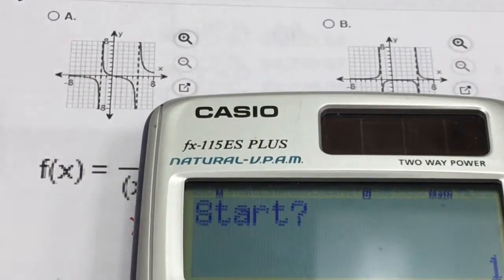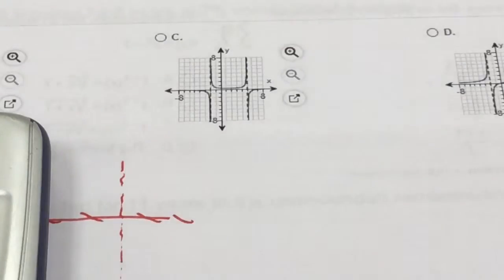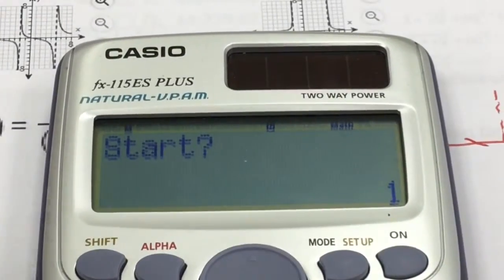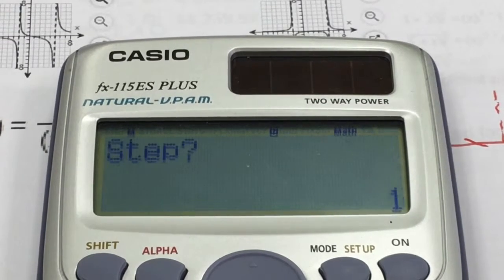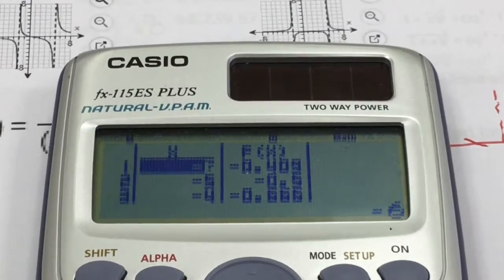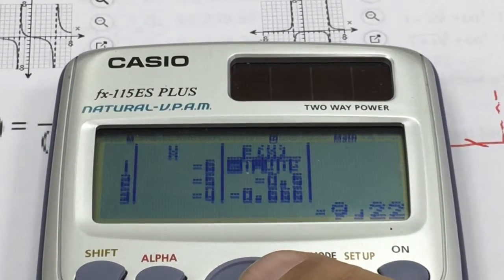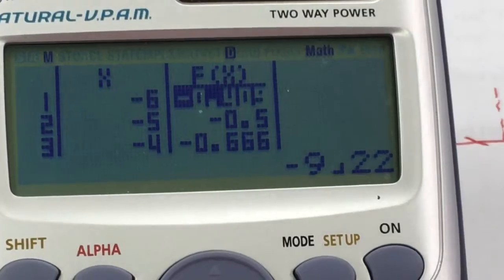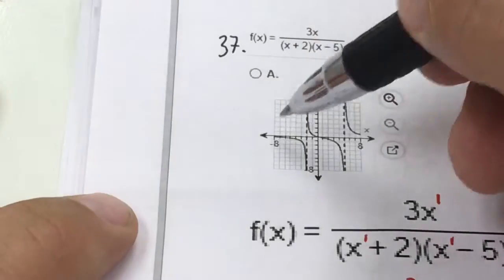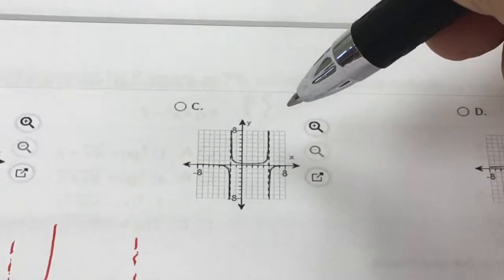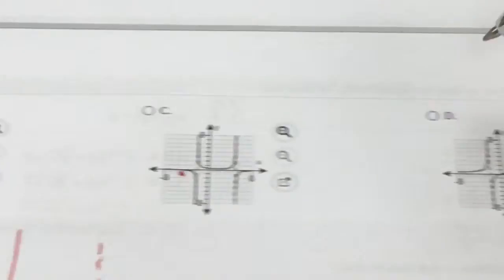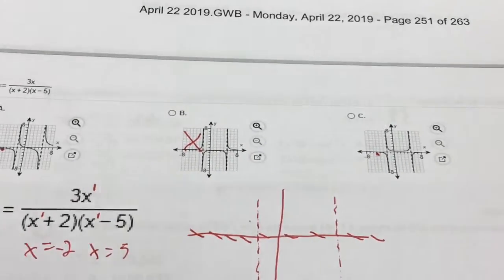Well, each of these graphs looks like it goes from negative 8 to 8, doesn't it? So I'm going to be kind of cheap and start at negative 6 and end at 6. That should cover all the information I need. I'm going to step by 1. Now notice, at negative 6, it's negative 0.409. At negative 6, this one's positive, so it cannot be choice B. At negative 6, this one's negative. At negative 6, this one's positive. So right now I've narrowed it down to 2 choices, between A and C.